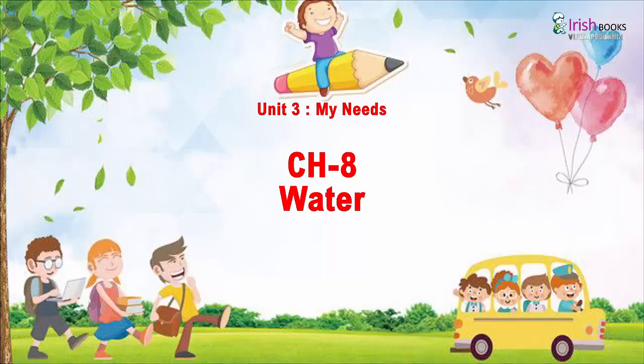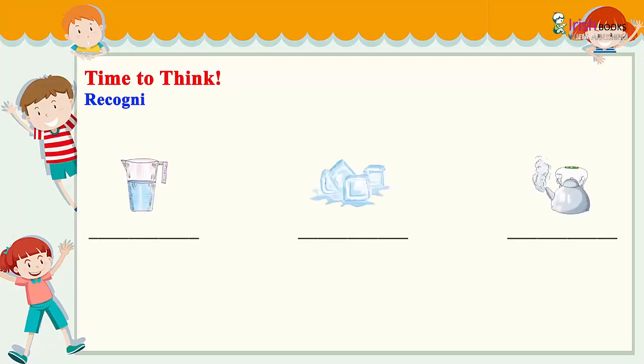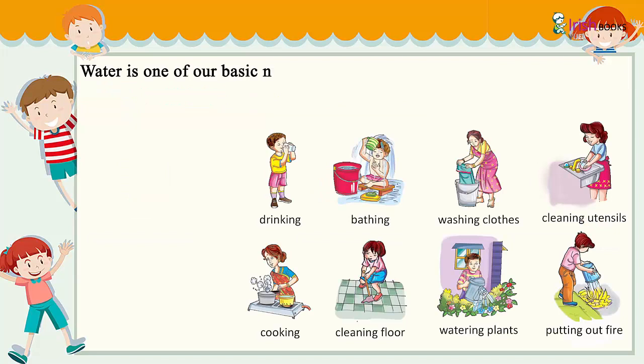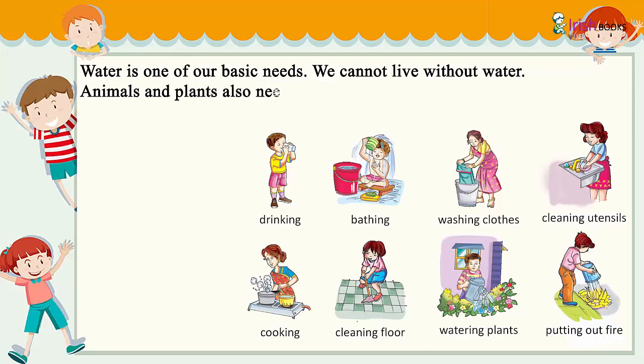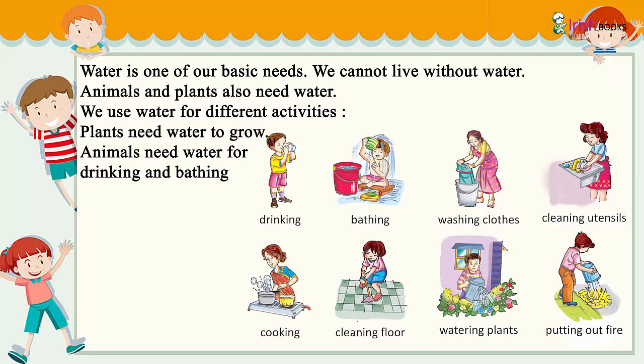Chapter 8. Water. Time to think. Recognize and name the given forms of water. Water is one of our basic needs. We cannot live without water. Animals and plants also need water. We use water for different activities. Plants need water to grow. Animals need water for drinking and bathing.